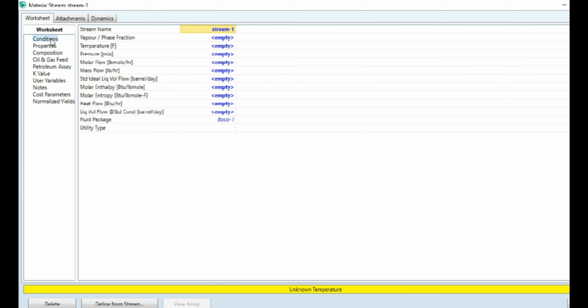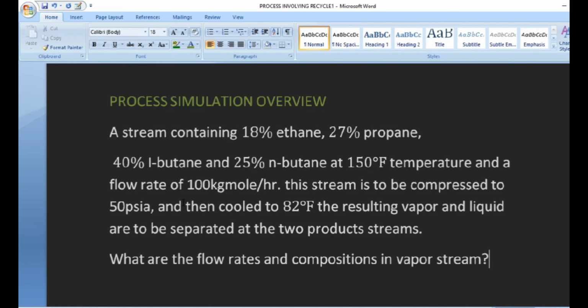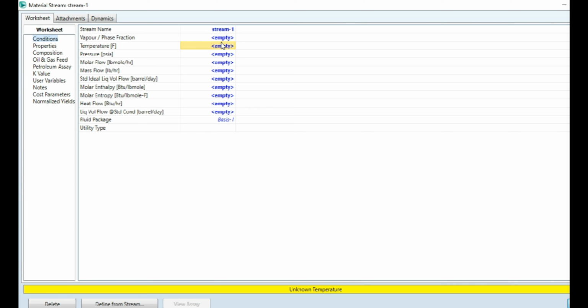Now go back to conditions. For the temperature of the stream, I have 150 degrees Fahrenheit and a flow rate of 100 kg mole per hour. The temperature of 150 is in Fahrenheit, so the unit is consistent. I have a molar flow rate of 100 kg mole per hour.